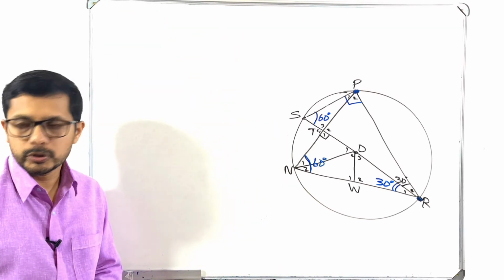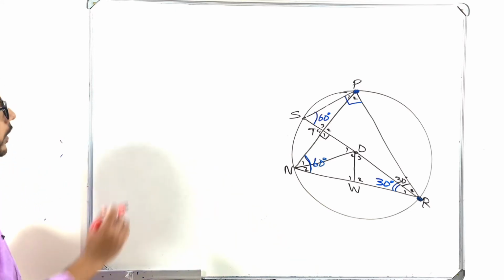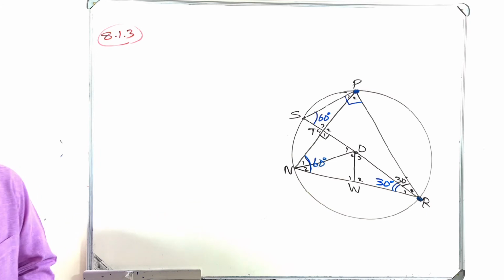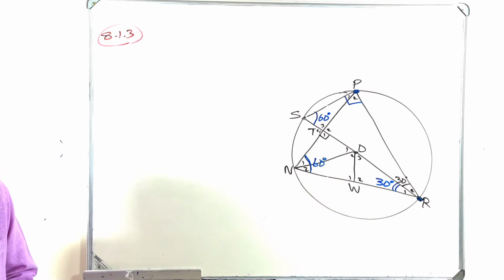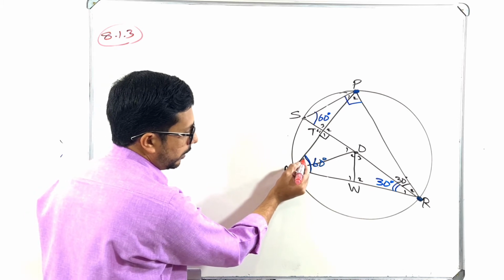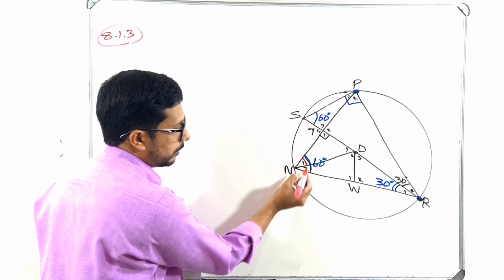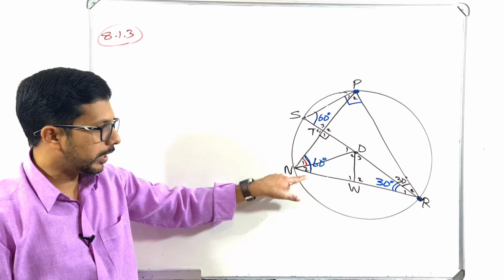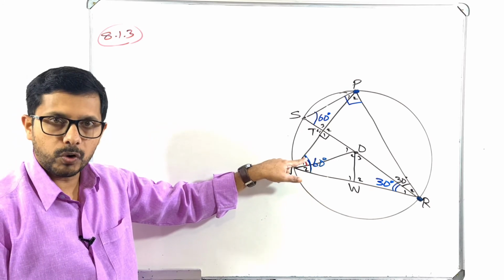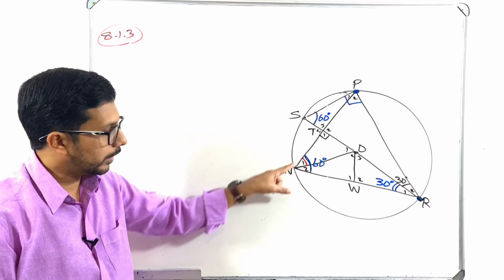Okay, now let's move to the next question, 8.1.3. What is that question? Angle N1, you have to find angle N1. Which one is angle N1? This angle. We know that N1 plus N2 is 60 degrees, but here the question is to find only N1, that small angle.